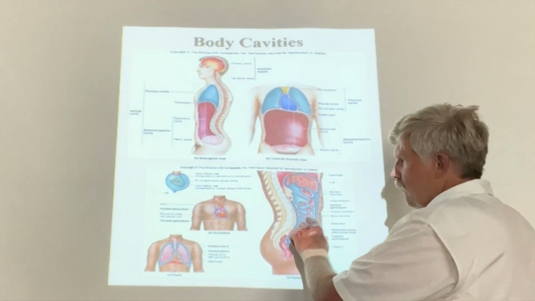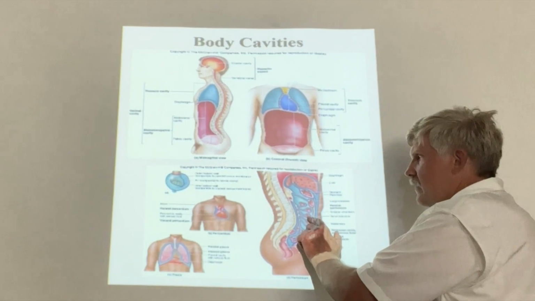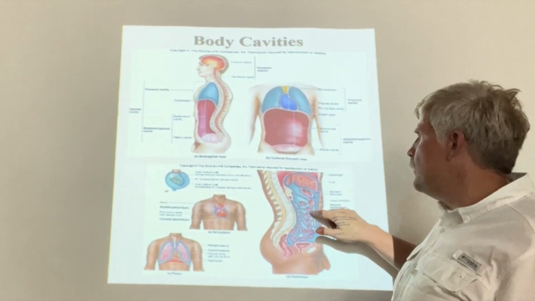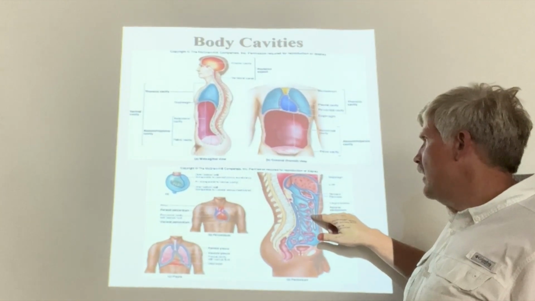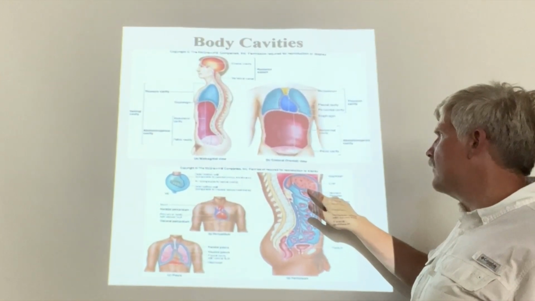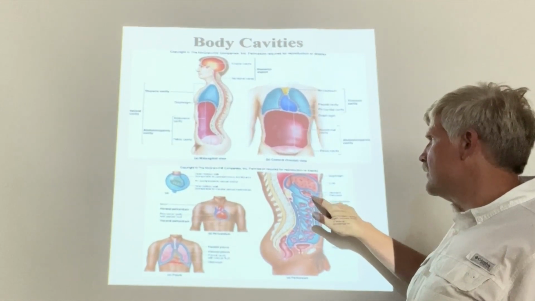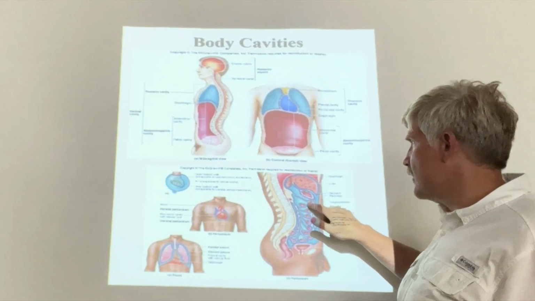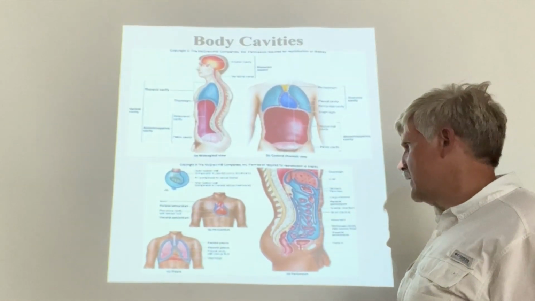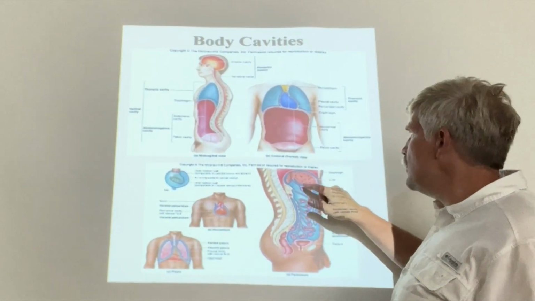So where you see the dark blue line covering an organ, either the large intestine or the small intestine, that would be visceral peritoneum. The visceral peritoneum would be anywhere that it is covering the surface of the organ, whether it's on the surface of the liver, the stomach, the large intestine, or the small intestine. That peritoneal membrane is continuous.